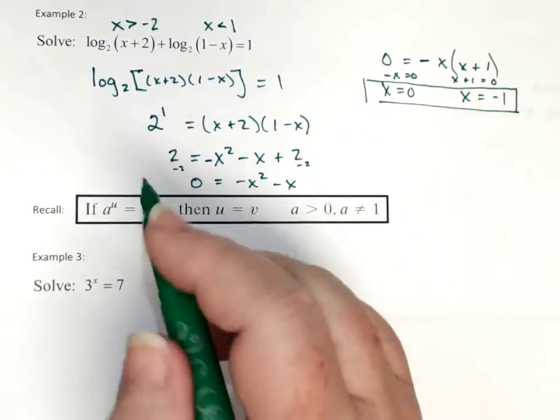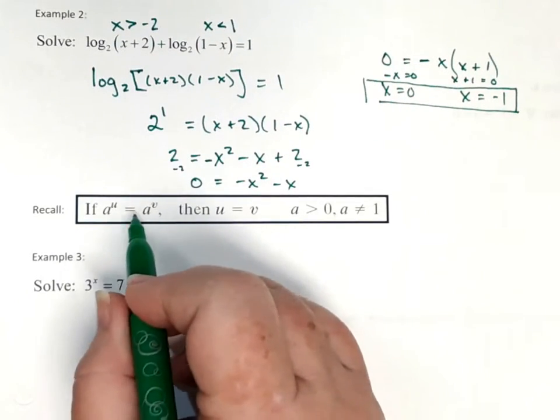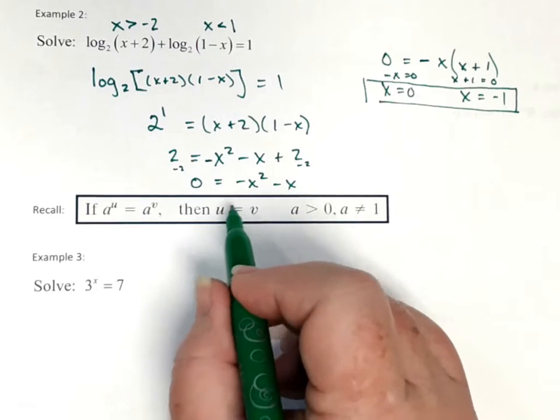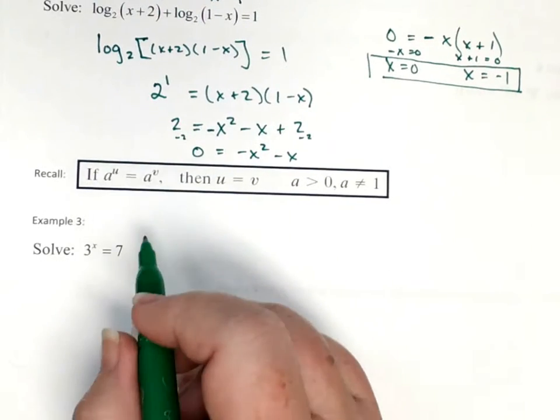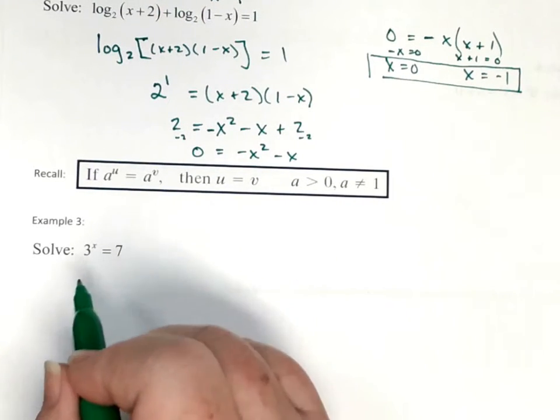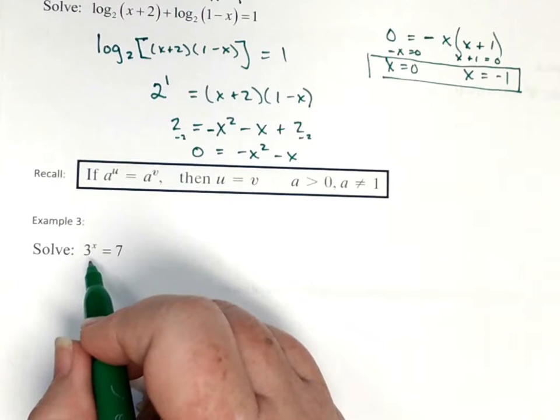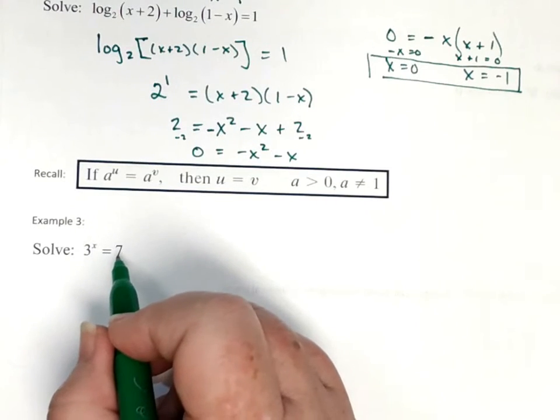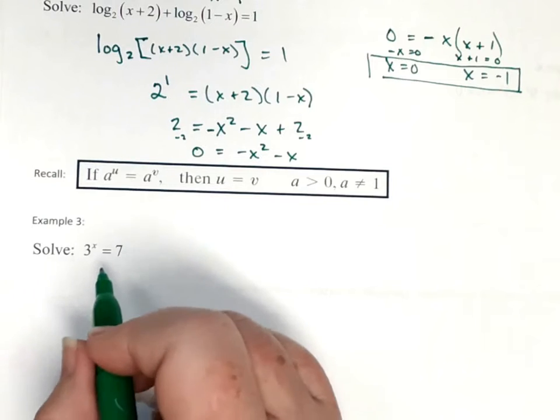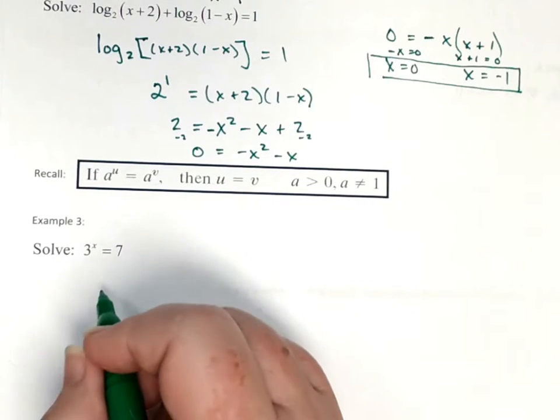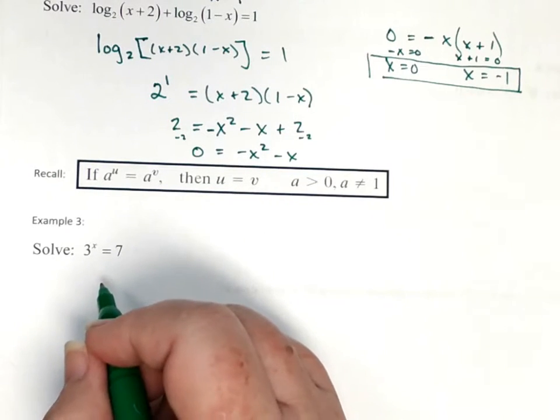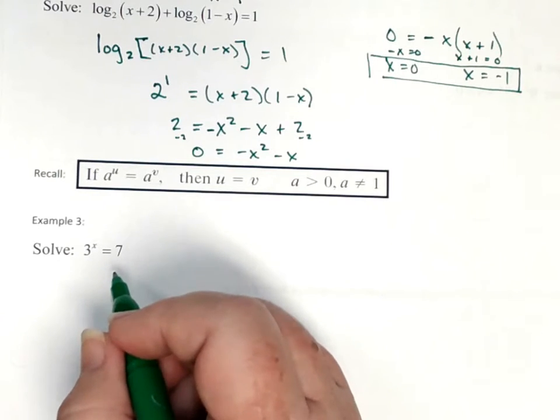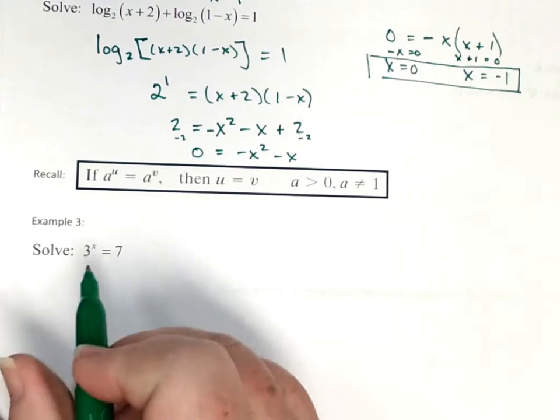Remember that we had a property that said if it was in exponent form and the bases were equal, then the exponents are equal as well. Well, I have to tell you that using that property for this problem is a little bit useless, because 7 is not a power of 3. I can't rewrite 7 as any power of 3 that I know, at least not off the top of my head. But I have two options.